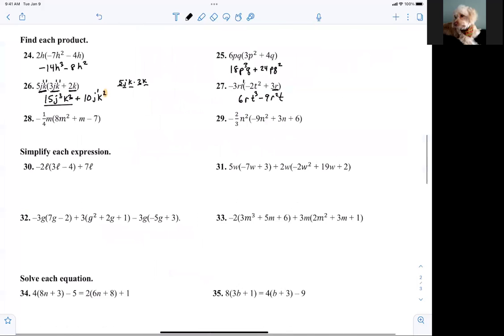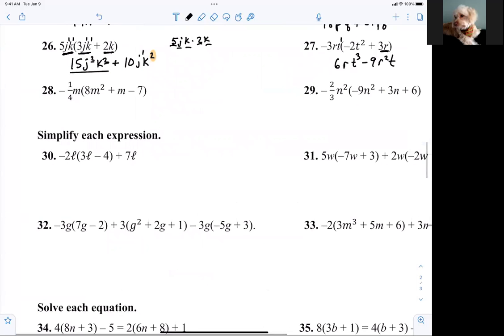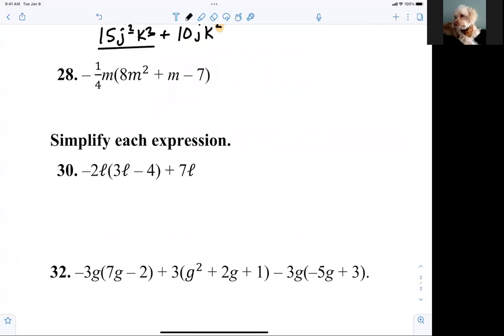Now who's doing 28? I forgot. Jolie, how much? You don't need a calculator because 1/4 means divide by 4. You have to know that. So read this number. And then what's this? 3/4. No. Oh, divided by 4. What's 8 divided by 4? 2. But it's negative, so it's negative 2m cubed.